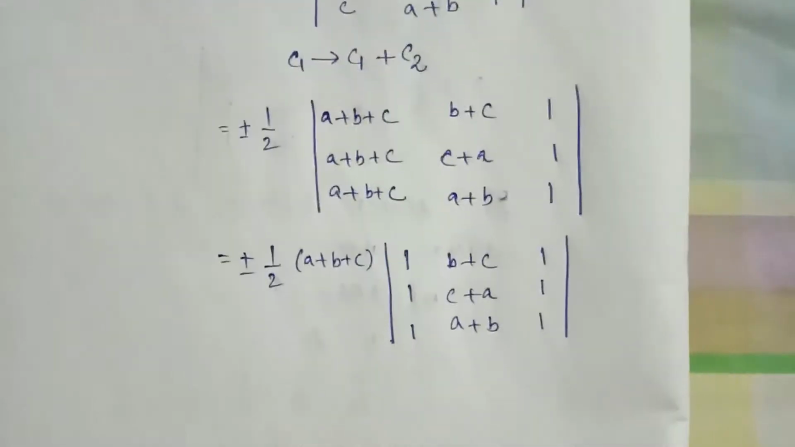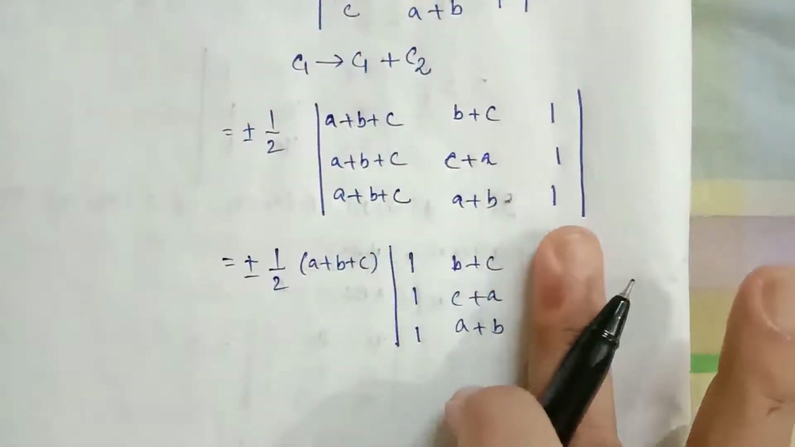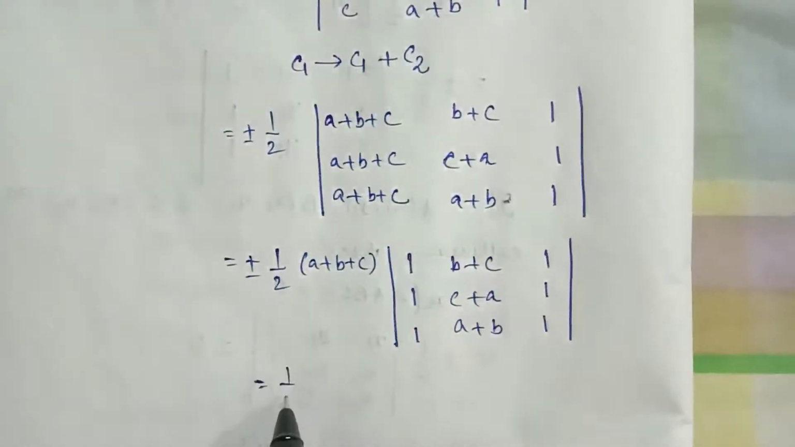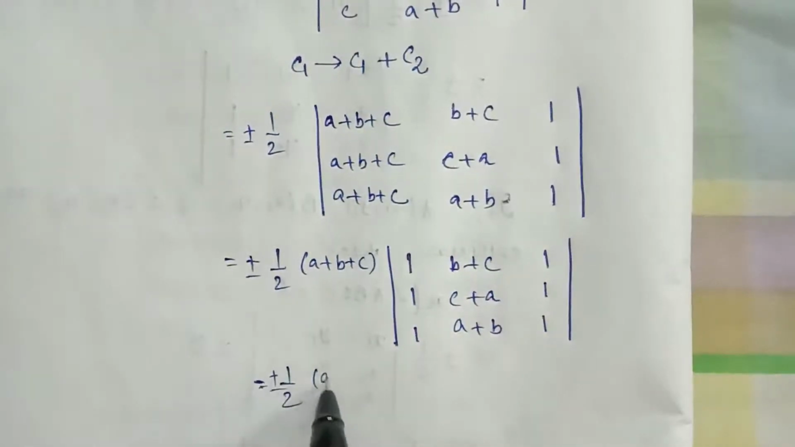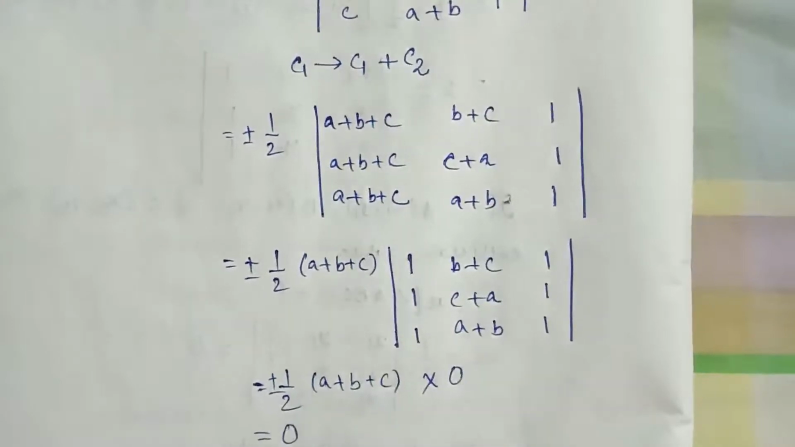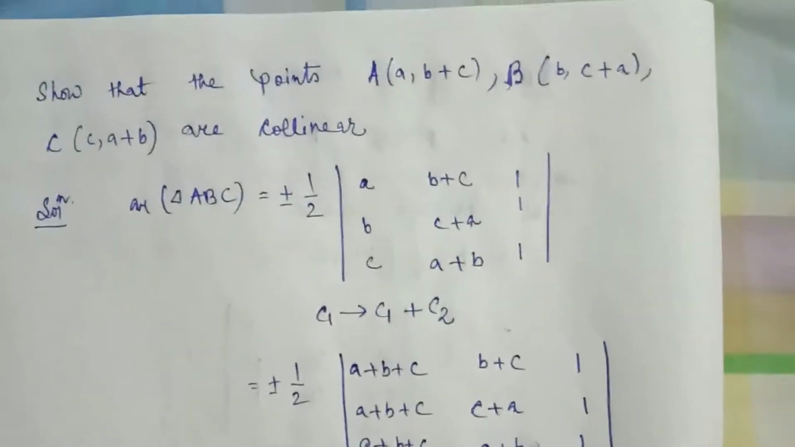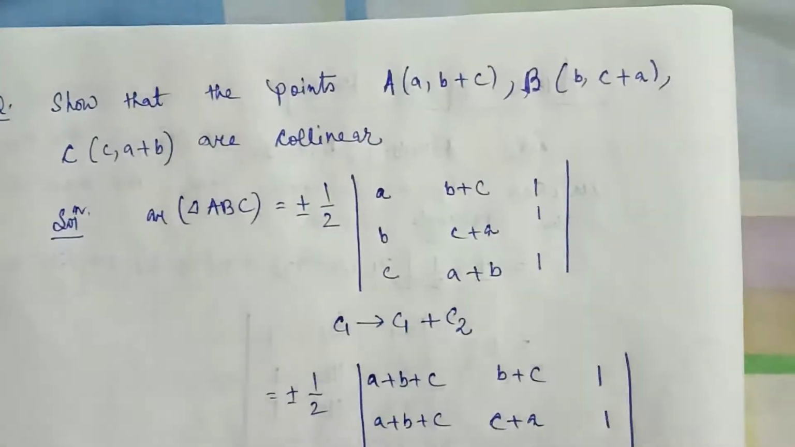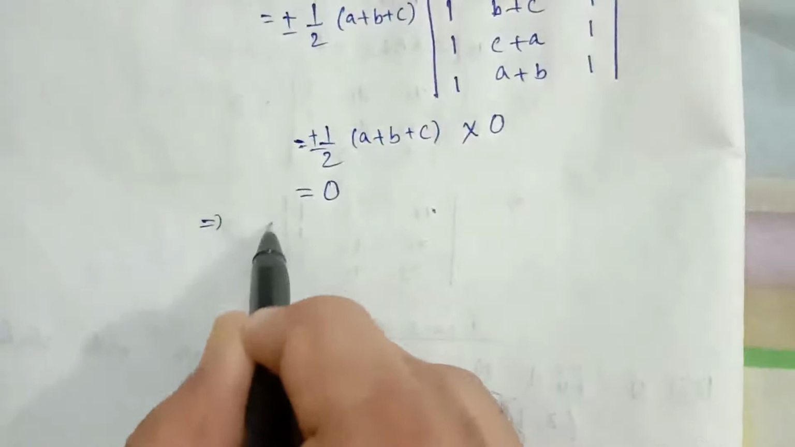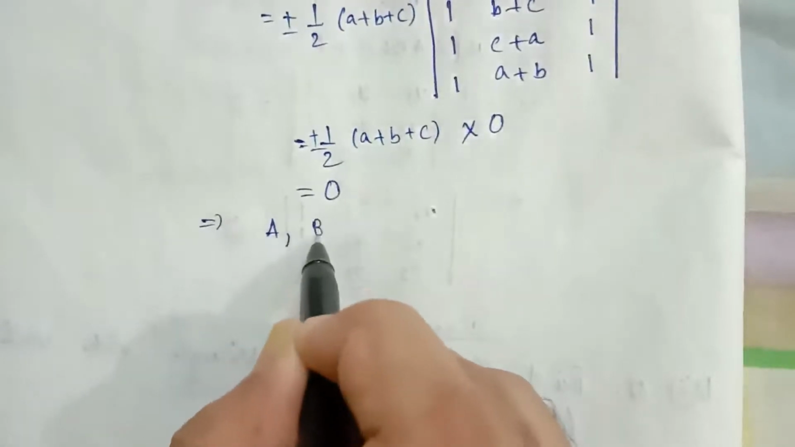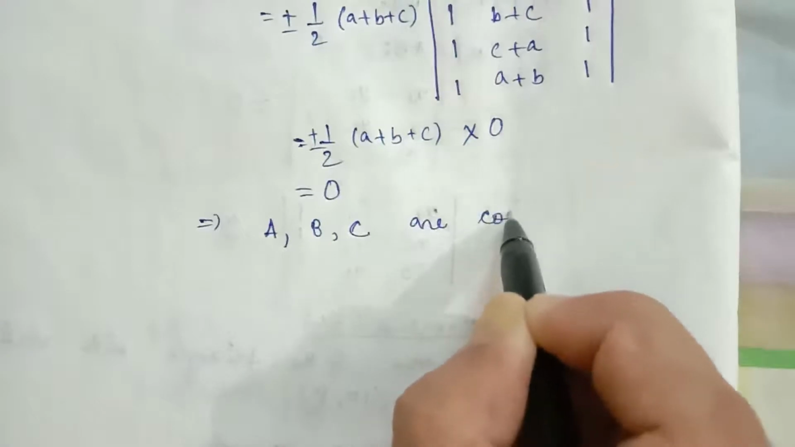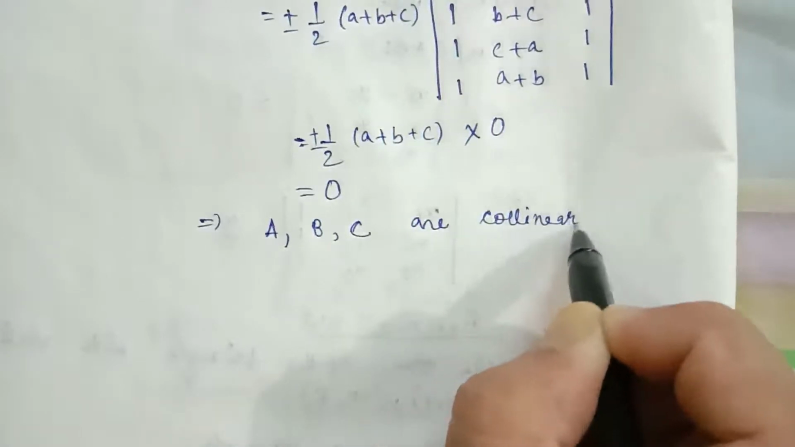Now as these two columns are identical, the value of the determinant will be 0. So plus minus half into a plus b plus c into 0 will be 0. So what we have proved, the area of the triangle ABC is equal to 0, and we know if the area of a triangle joining 3 points is 0, that means the points are collinear. So A, B, C are collinear.